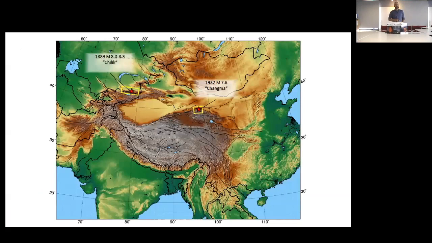These are the two earthquakes that I'm going to be focusing on. We're back looking at this broad deforming region, largely the Tibetan Plateau and Tien Shan mountain ranges. One of them was a really early earthquake in 1889. It's one of the largest earthquakes ever recorded within the continents, away from subduction zones. In 1932, there was a magnitude 7.6 earthquake that's fairly well documented in ways that warrant further scrutiny, as I'll describe. This is the Changma Earthquake in Western China.